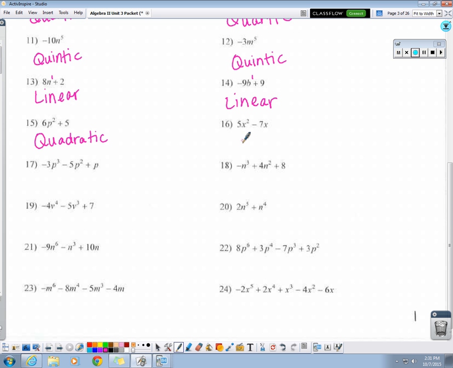What about number 16? What's the highest exponent? 2. So it's quadratic. Its highest exponent is 2. Even though this is to the first power, we only care about the highest exponent when deciding the degree. Okay, number 17. Cubic. Number 18. Cubic as well. Because even though they have multiple exponents, the highest one is 3. Number 19. Quartic. Number 20. Quintic.